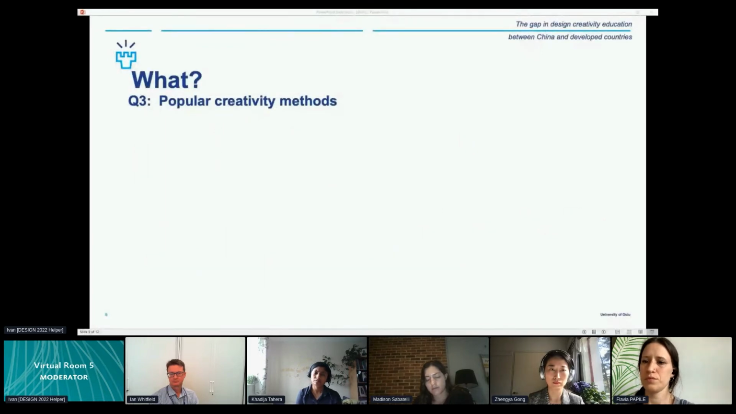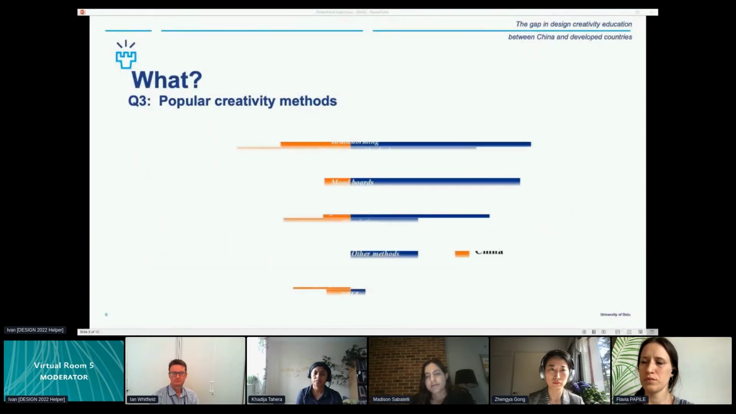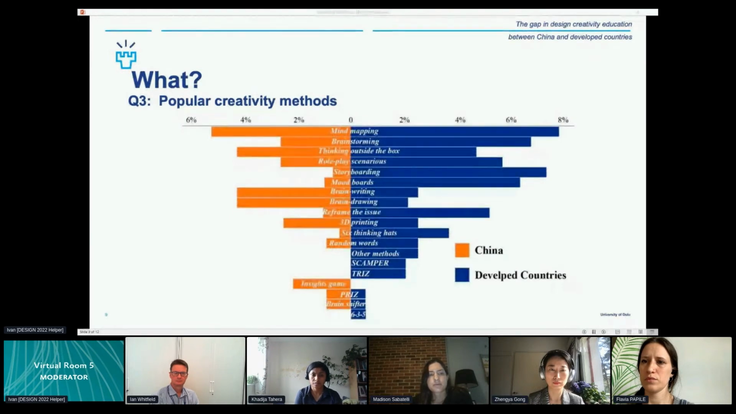Regarding the third question, popular creativity methods, the results showed that the most popular creativity methods were mind mapping, brainstorming, thinking outside the box, role-play scenarios, and storyboards. Although mind mapping was the most frequently used method to enhance creativity, the following popular creativity methods differed between China and the developed country.